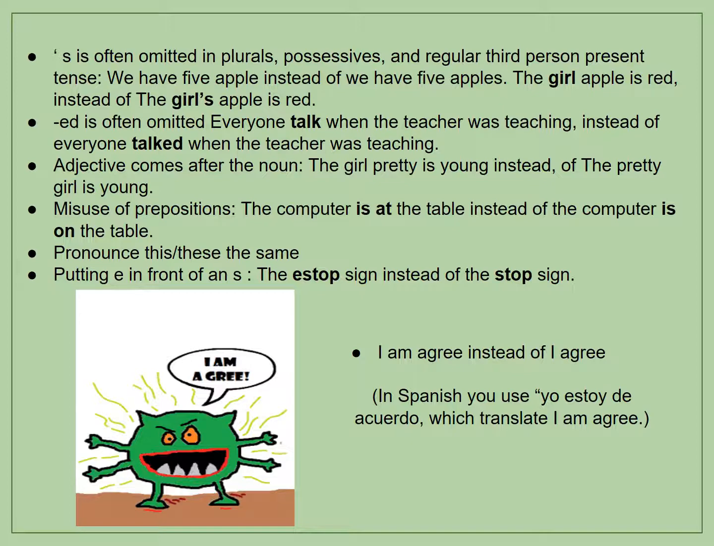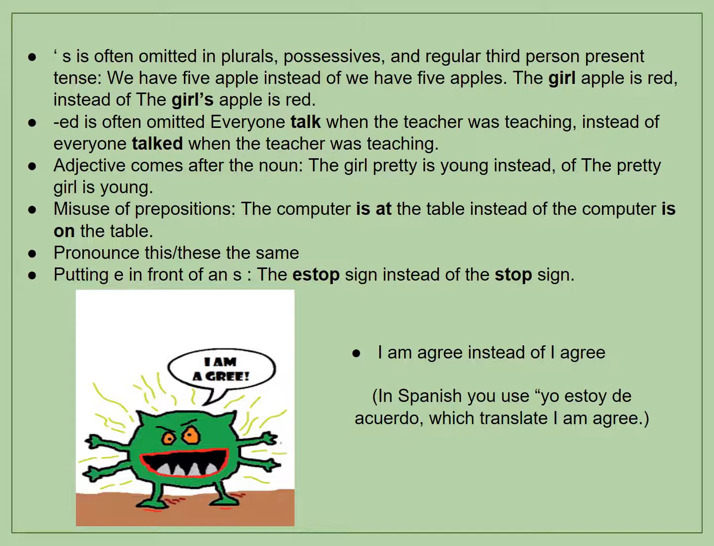Another common mistake would be the misuse of prepositions. English prepositions such as in, on, at are often mixed up by Spanish speakers. In Spanish, these translate to en. An example for a Spanish speaker might be, the computer is at the table, instead of the computer is on the table.